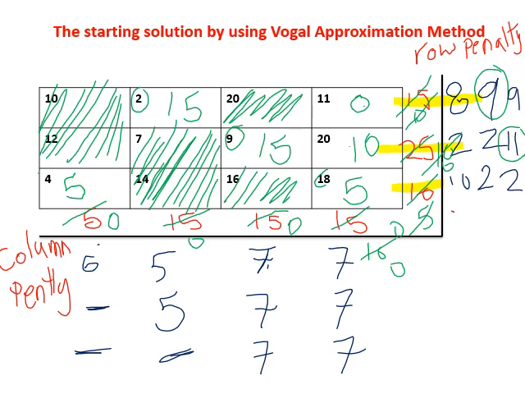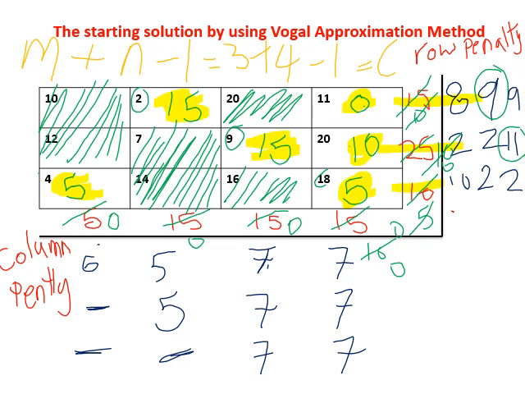Now, if we count up the number of basic cells, we will find 1, 2, 3, 4, 5, 6. The number of basic cells, as we said before, is equal to number of columns plus number of rows minus 1, which is equal to 3 plus 4 minus 1 equal to 6. So our solution is true.